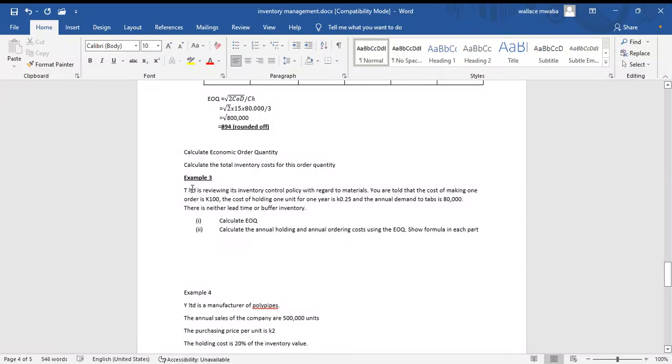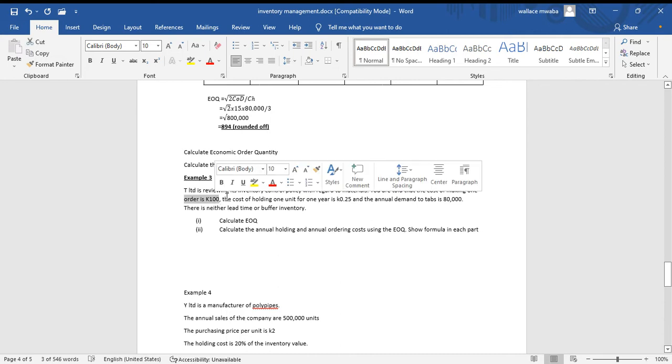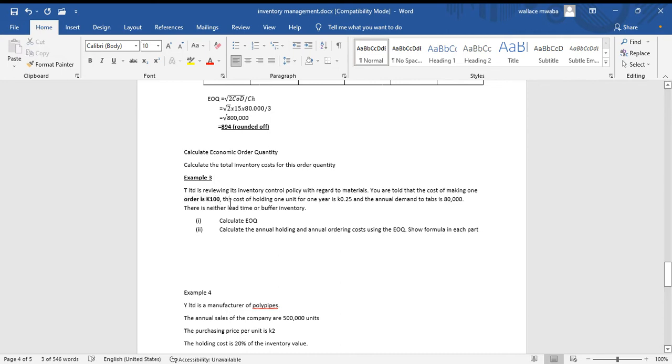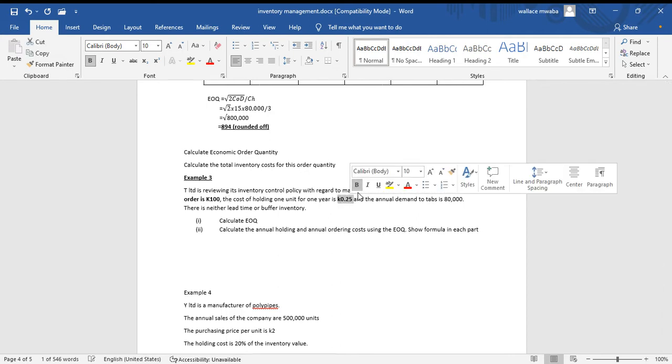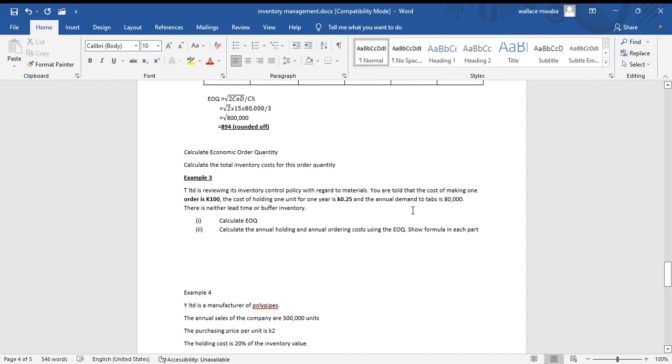Right. T Limited is reviewing its inventory control policy with regard to materials. You are told the cost of making one order is 100 kwacha. So this is our order cost, 100 kwacha. The cost of holding one unit for 1 year is 25 ngwe, which is 0.25 kwacha. So this is our holding cost. The annual demand for tabs is 80,000.